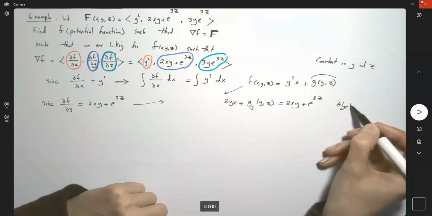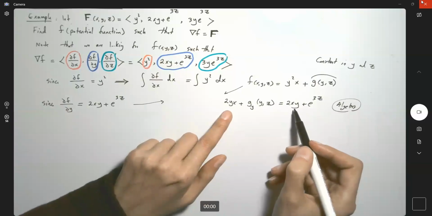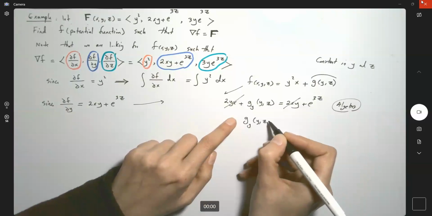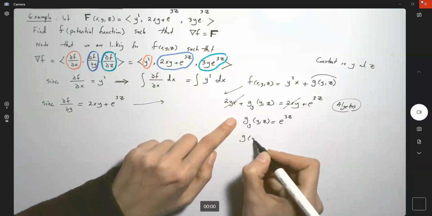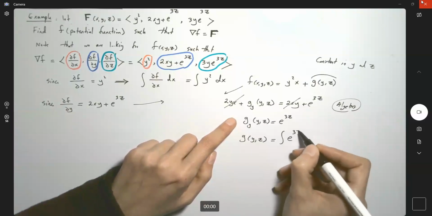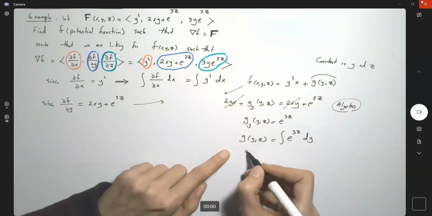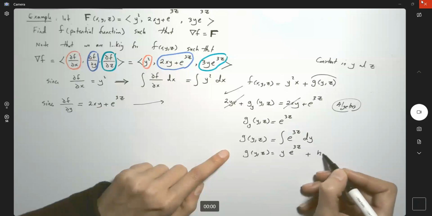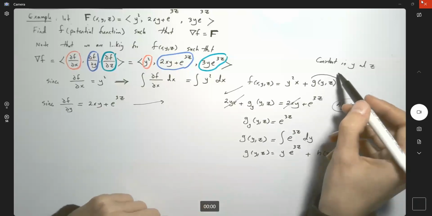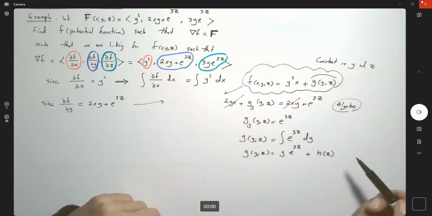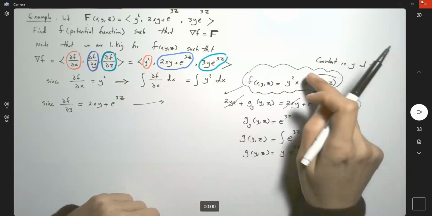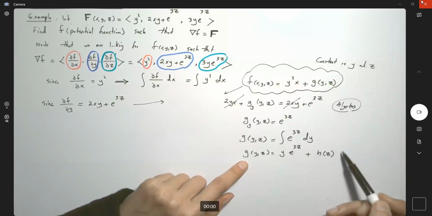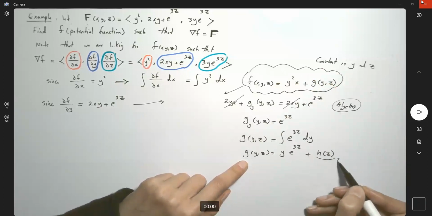Just pure algebra. We can get rid of the common opposite terms: 2xy and 2xy get cancelled out. The partial derivative of g with respect to y is equal to e to power 3z. So g of y and z is equal to the integral of e to 3z dy, which is y e to power 3z plus a function in z. Let's take a look at this. I'm building function f from scratch: y squared x plus g of y and z. g of y and z can be written as y e to power 3z plus h of z. Now I need to figure out what h of z is.